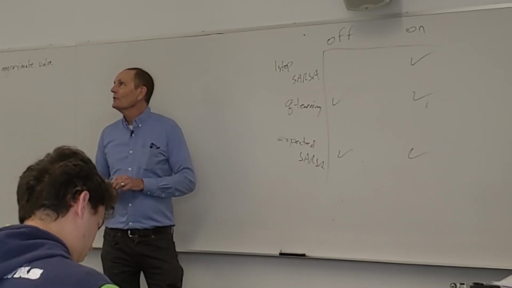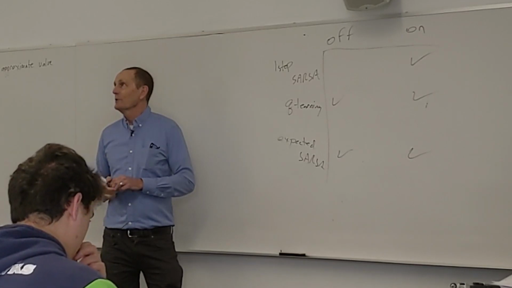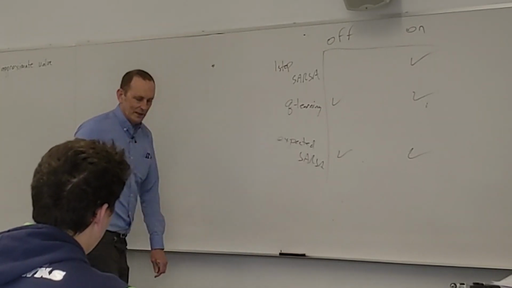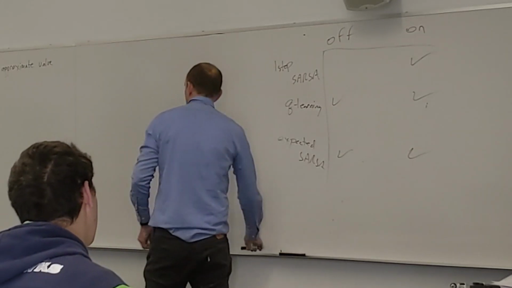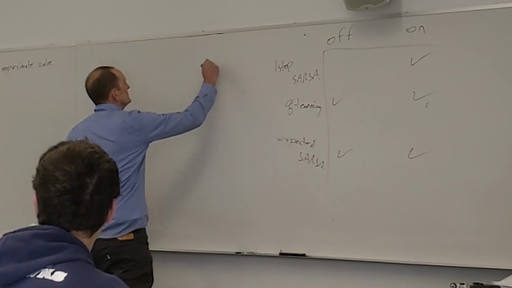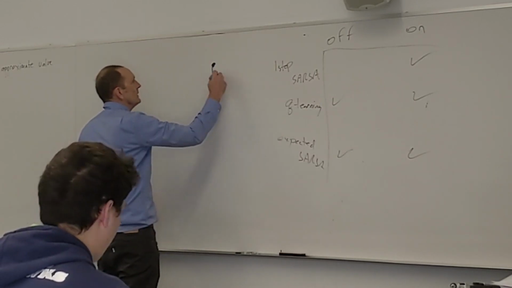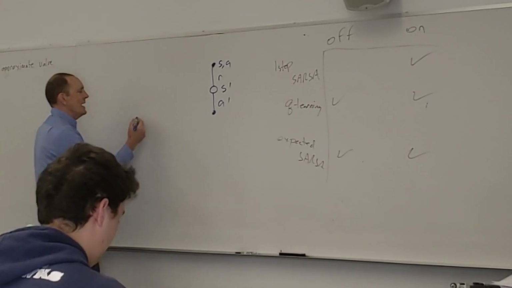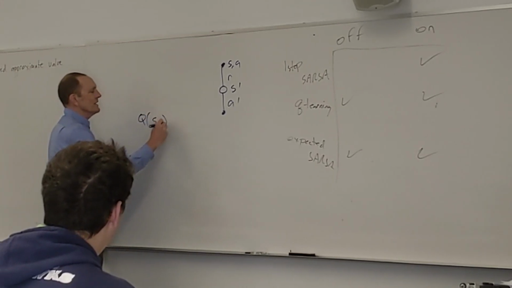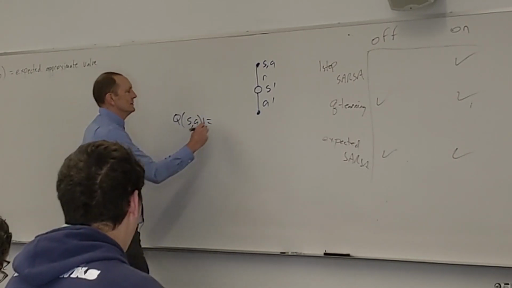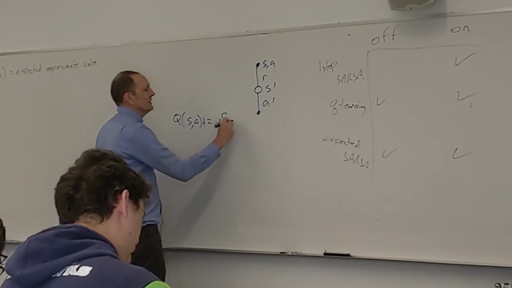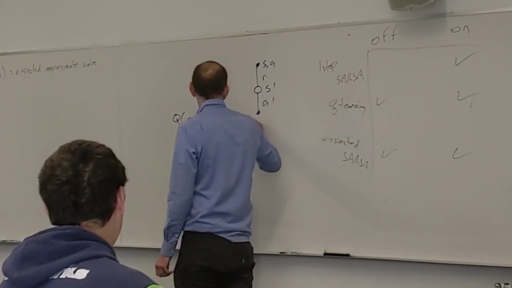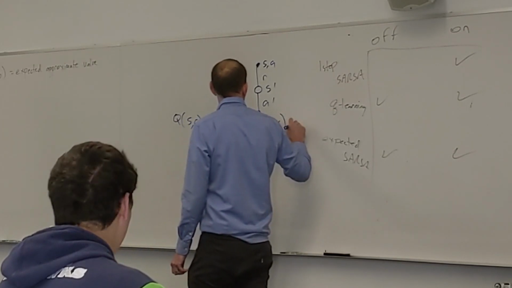So let's actually think about this for a moment. Let me see if I can get a darker pen. All right, so we have an S and A, we have our reward, we have S prime, we have our A prime, and our algorithm is Q of S, A plus equals alpha times r plus gamma times Q of S prime, A prime minus Q of S, A.